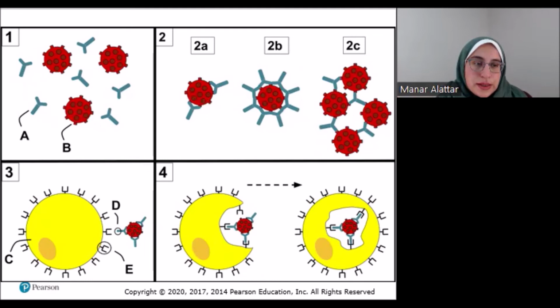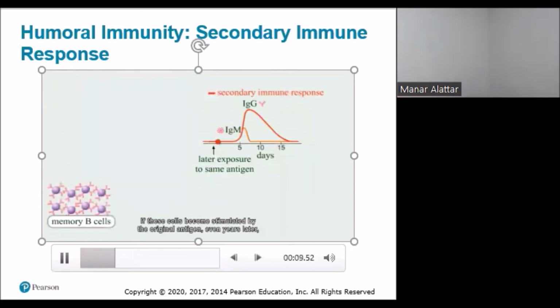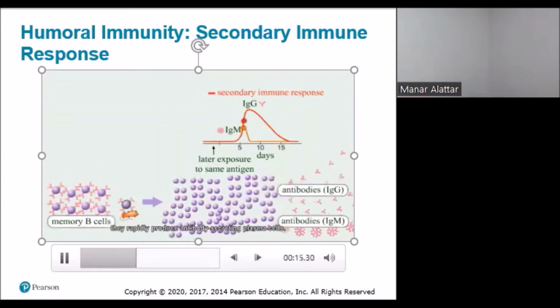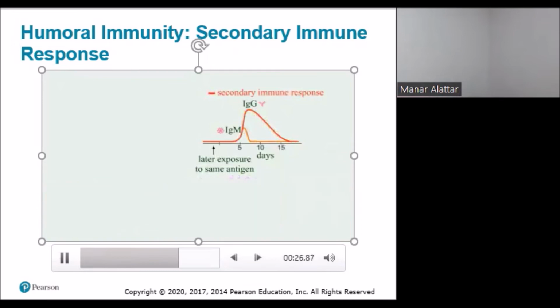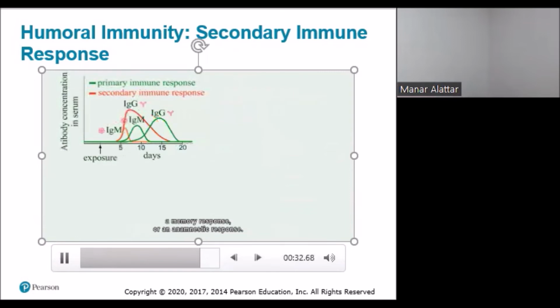And this is what a secondary response would look like. During the primary response, some activated B cells differentiate into long-lived memory cells. If these cells become stimulated by the original antigen, even years later, they rapidly produce antibody-secreting plasma cells. This faster, stronger response is called a secondary immune response, a memory response, or an anamnestic response.